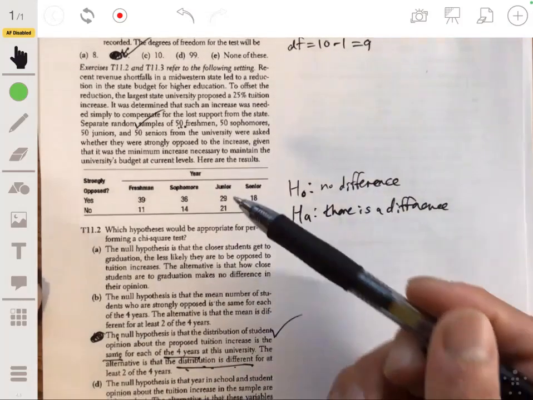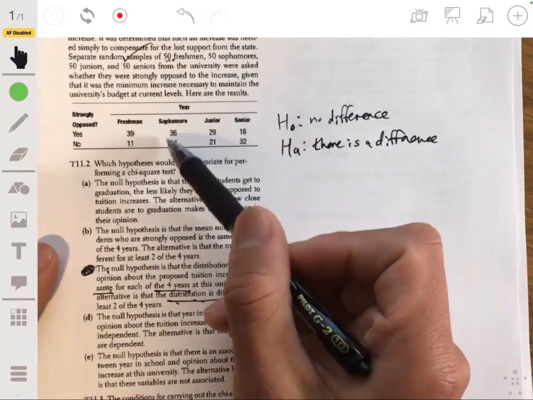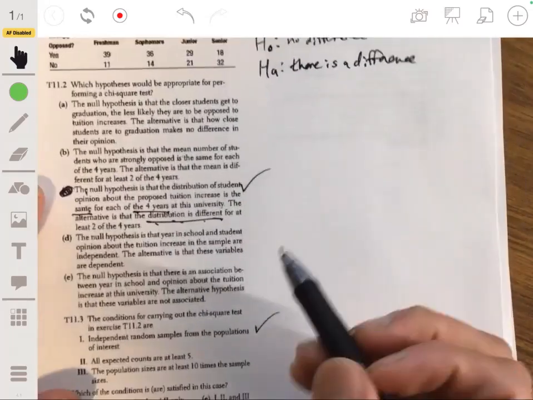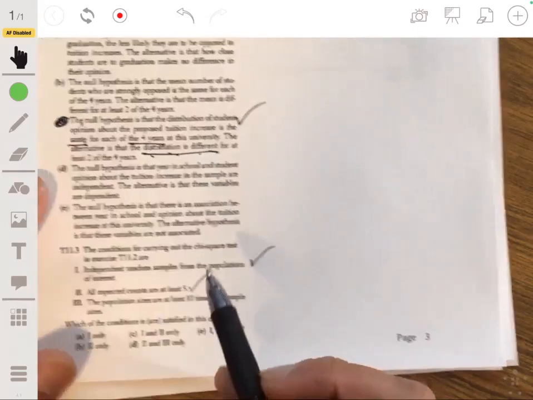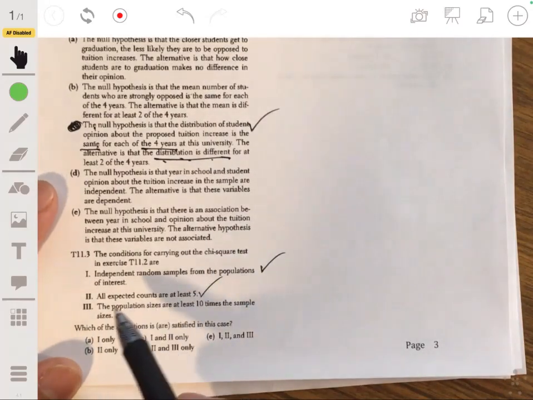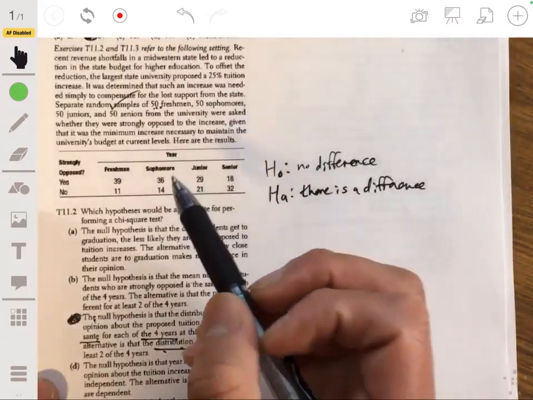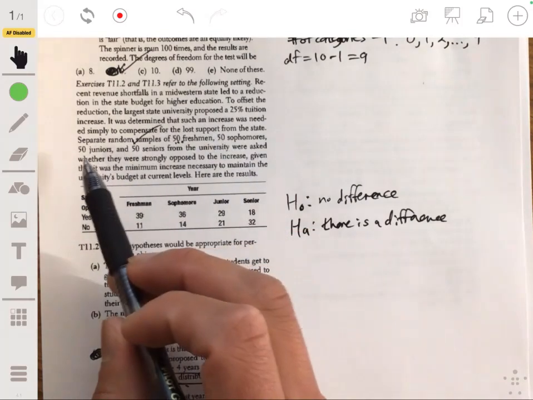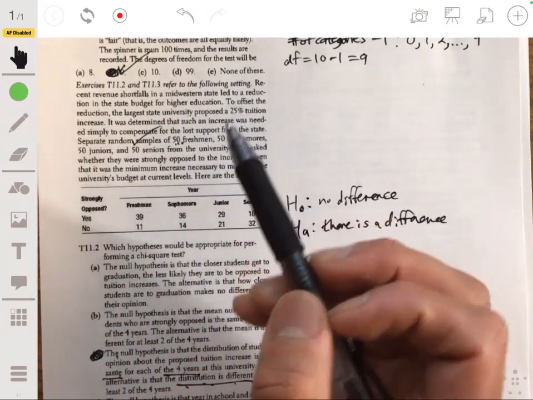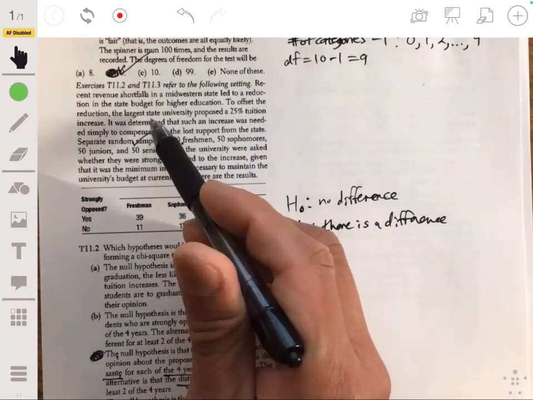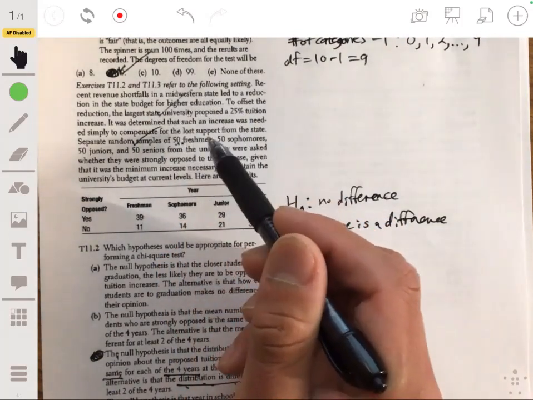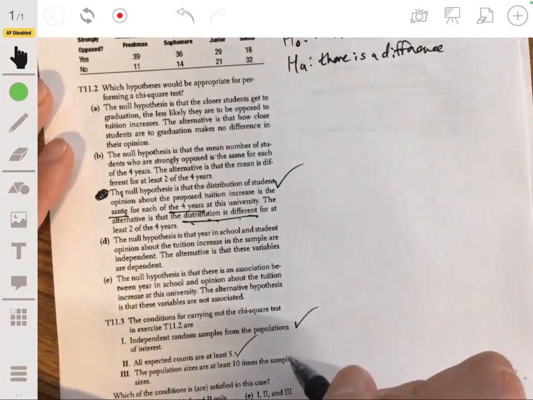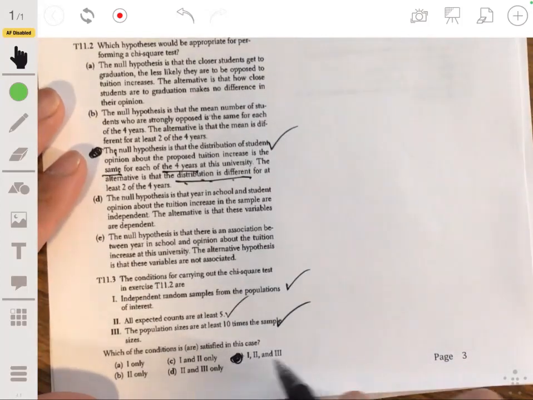The problem is that if any of these values were like 1 or 2 or 3, below 5, then you would have to go through the math to check that one. But since they're all shown to be at least 5, that's going to be met. And population sizes are at least 10 times the sample sizes. So can we say that there's at least 500 freshmen, 500 sophomores, 500 juniors, and 500 seniors at the university? Definitely, since this is a large university, and pretty much almost every university has at least 2,000 total students. So that's met. So actually, all 3 conditions are met. So our answer is going to be E.